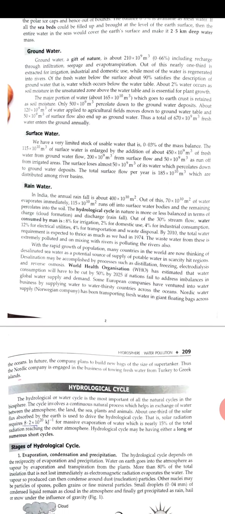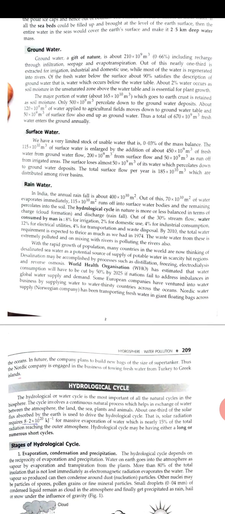Then comes the rainwater. In India, the annual rainfall is about 400 × 10^10 m³. Out of this, 70 × 10^10 m³ of water evaporates immediately. 115 × 10^10 m³ runs off into surface water bodies and the remaining percolates into the soil. The hydrological cycle in nature is more or less balanced in terms of charge, cloud formation, and discharge.